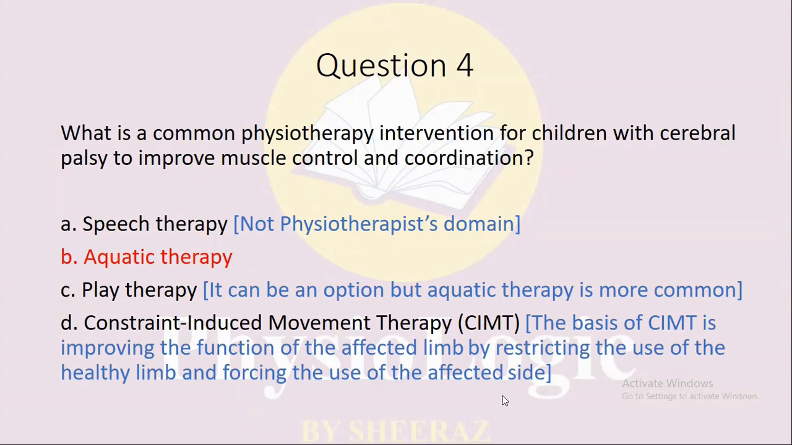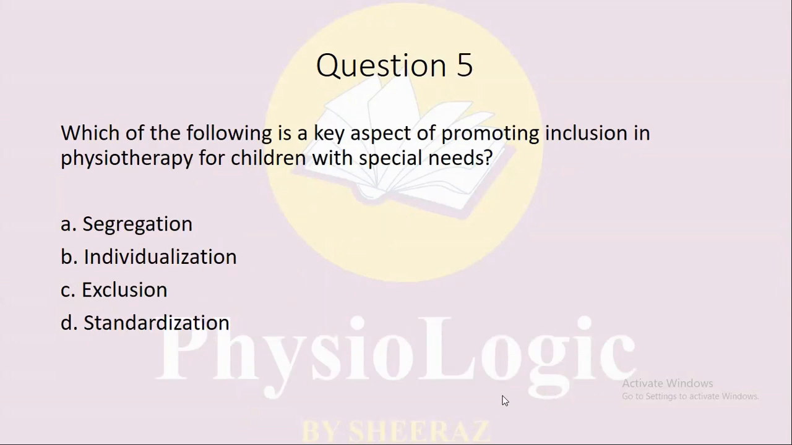Speech therapy comes under the domain of the speech therapist, and play therapy can be an option, but most commonly aquatic therapy is used to improve muscle control and coordination. And option D, CIMT. The basis of CIMT is improving the function of the affected limb by restricting the use of the healthy limb and forcing the use of the affected side. This is not normally used in the CP child. CIMT is commonly used in stroke patients.